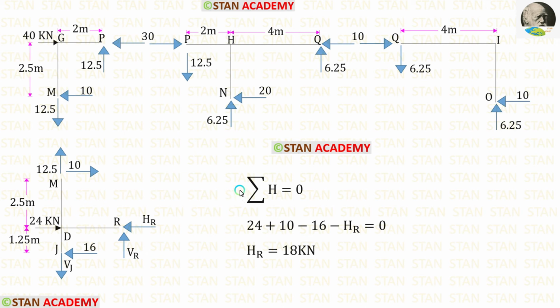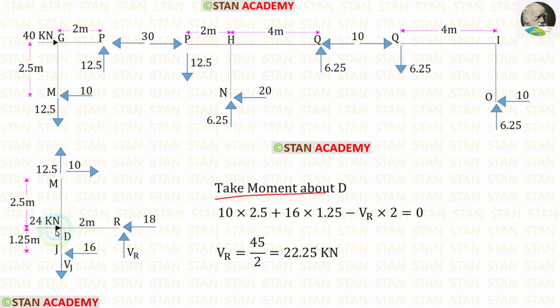Let us apply the rule sigma H is equal to 0 and find HR. These two forces are acting towards the right side, so both of them will be positive. 16 and HR are acting towards the left side, so both of them are negative. Finally, for HR, we are getting 18 kilonewton.